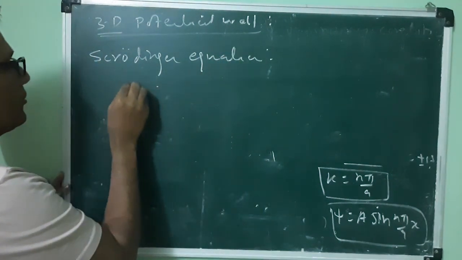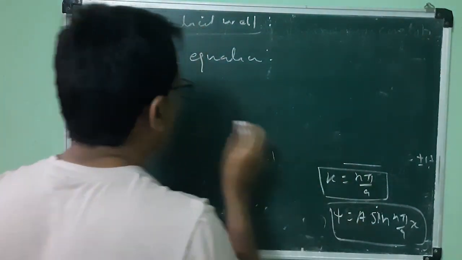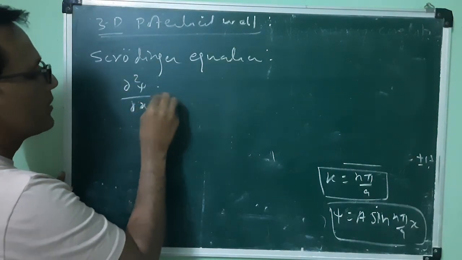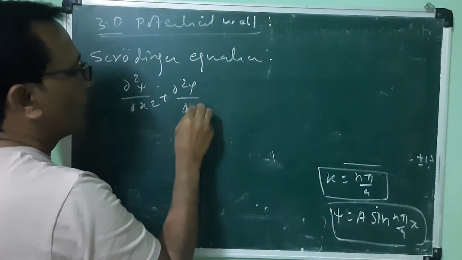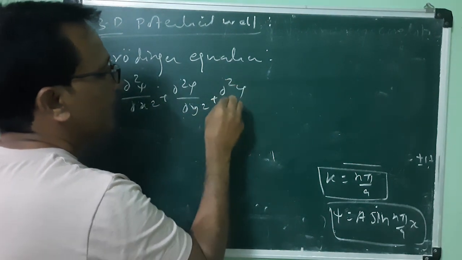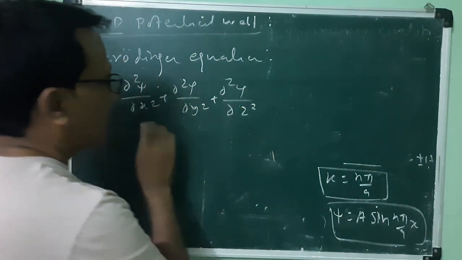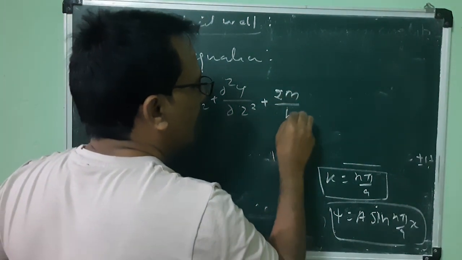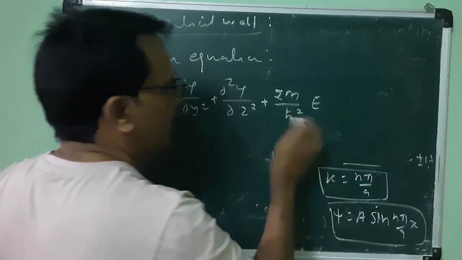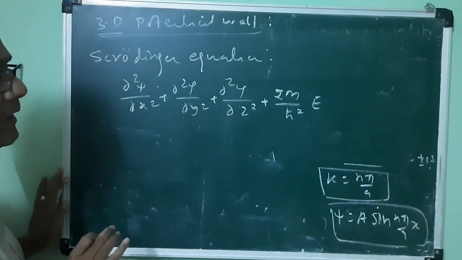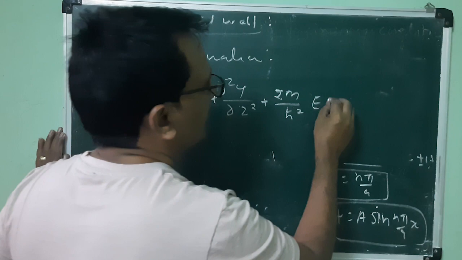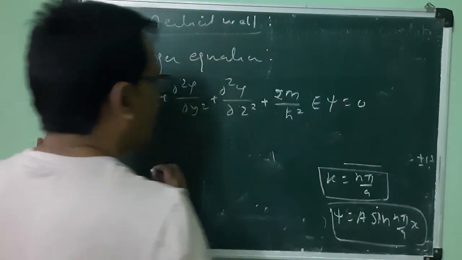can be written, equivalent to the one-dimensional case, as del square psi by del x square plus del square psi by del y square plus del square psi by del z square. This is three-dimensional, plus 2m by h cross square E, and I am directly putting the potential energy U as 0. So this is E psi, equal to 0.